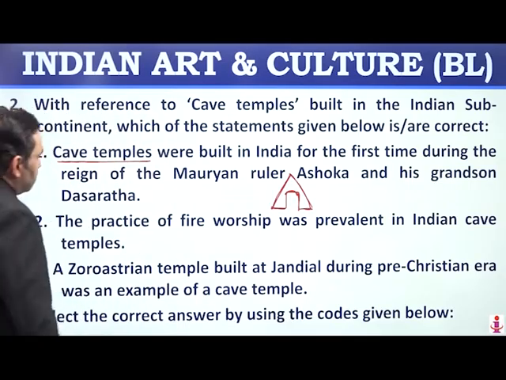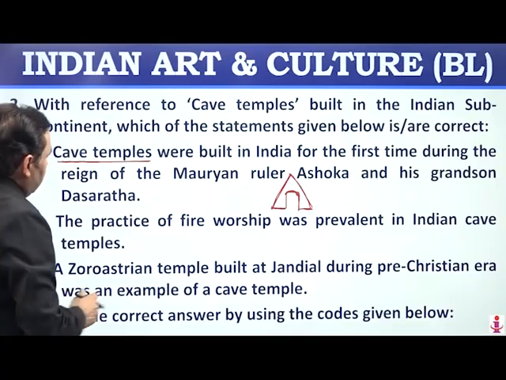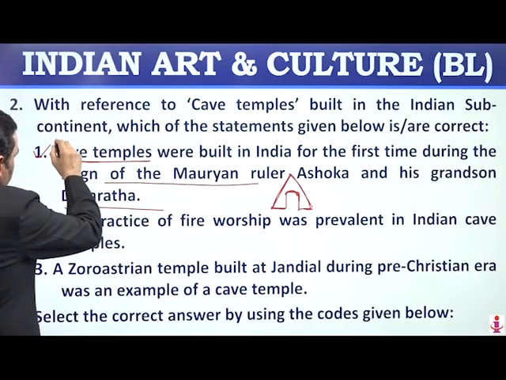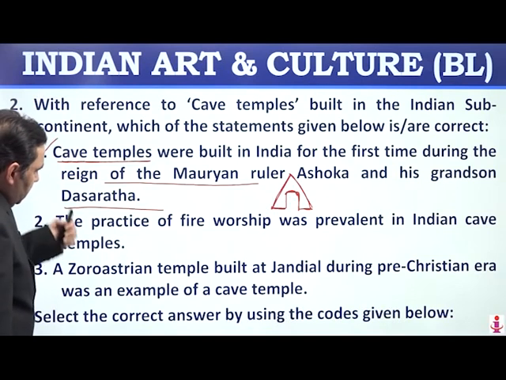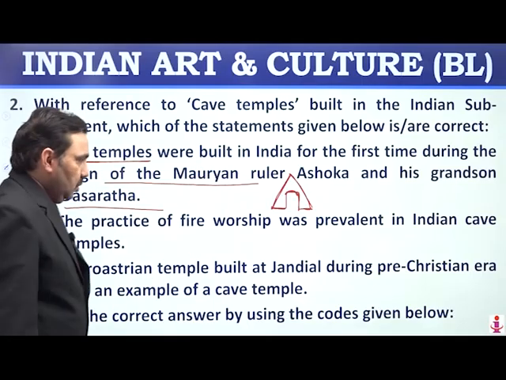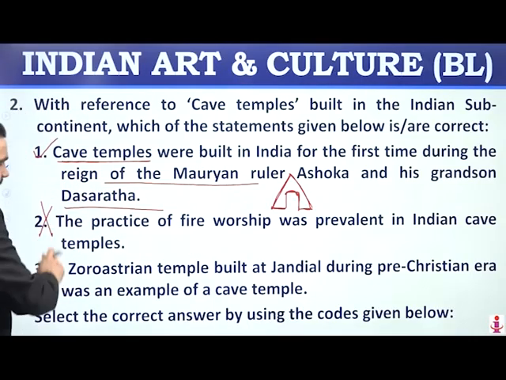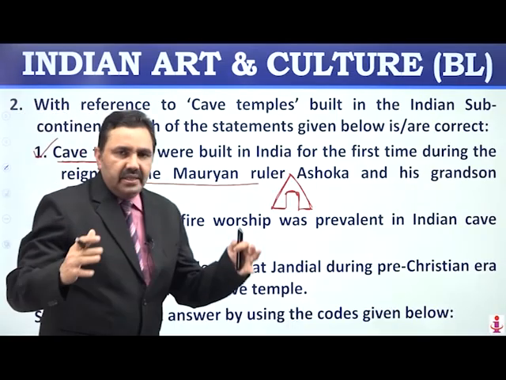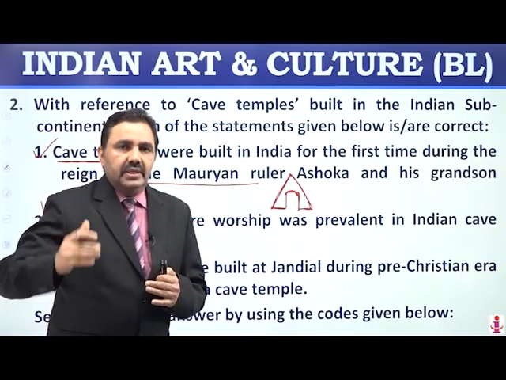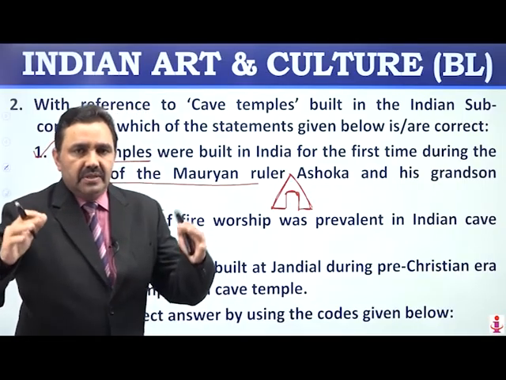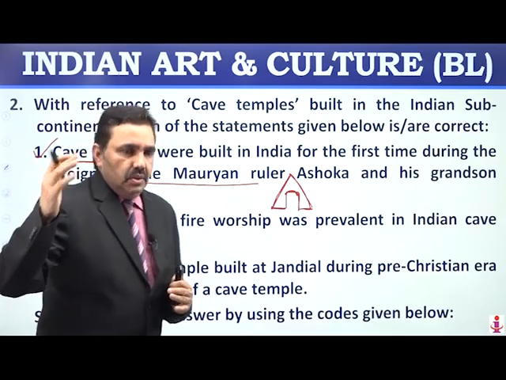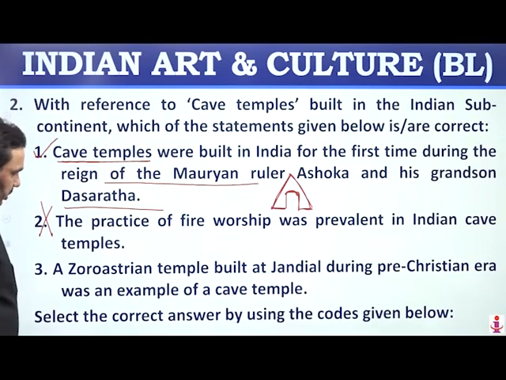Look at the statements here. Cave temples were built in India for the first time during the reign of Mauryan ruler Ashoka and his grandson Dasharatha. Correct. The practice of fire worship was prevalent in Indian cave temples. No. Cave temples were not having anything to do with the fire worship. At times, not everyone, some of these cave temples used to have a stupa-like structure inside them, and that structure was worshipped. So there was nothing like fire worship here.